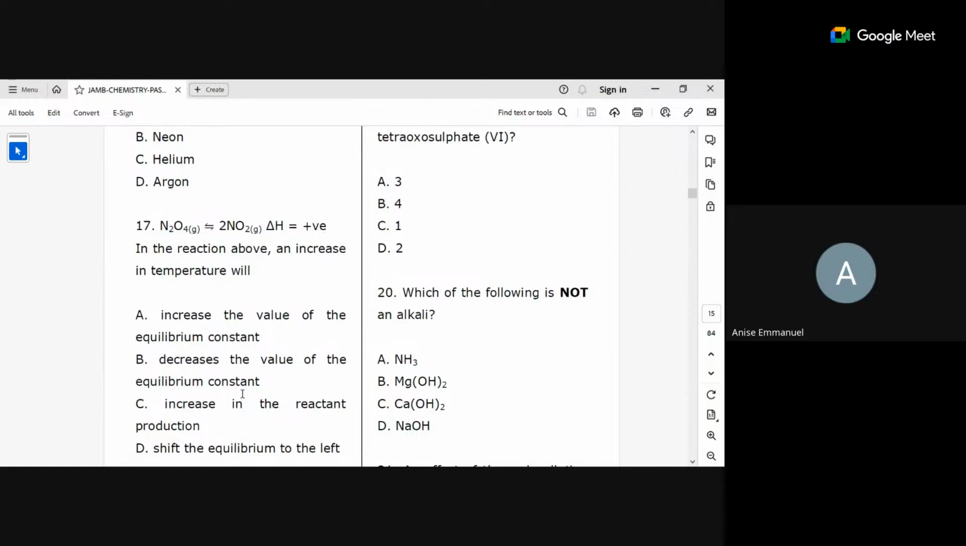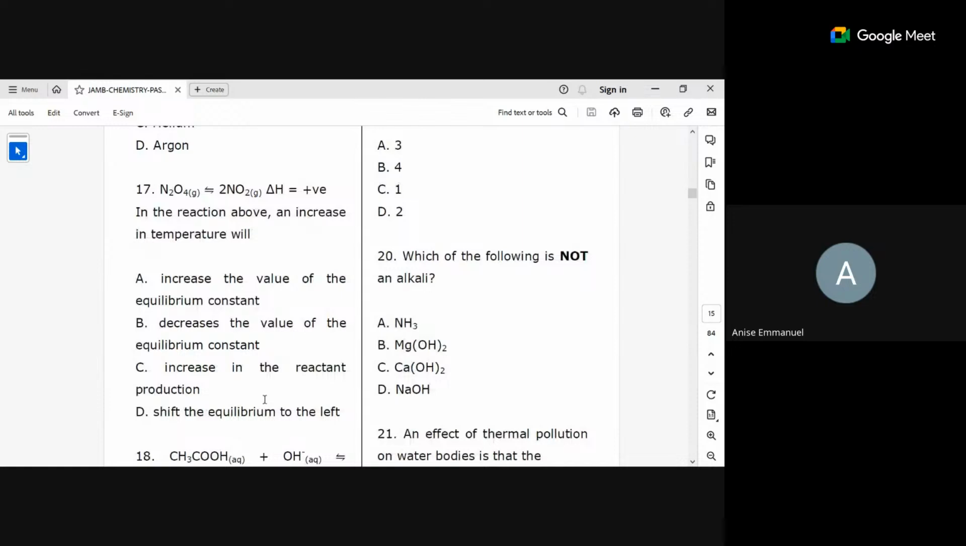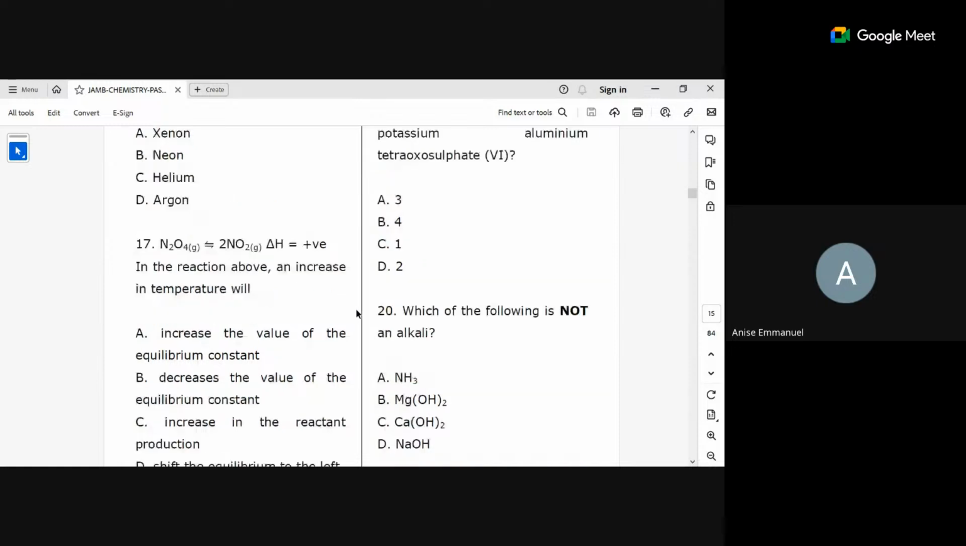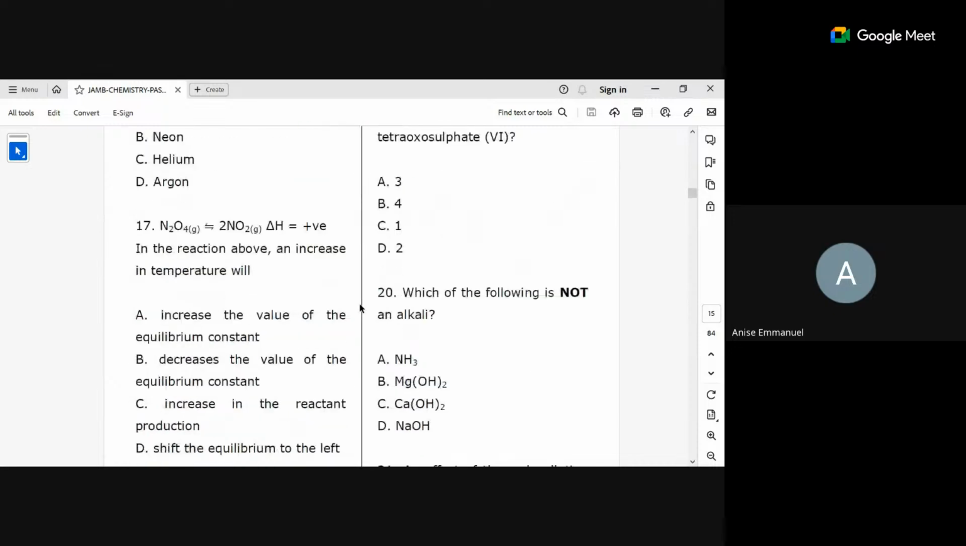Does it increase the reactant production? No. Shift equilibrium to the left? No. If I increase temperature here, it will shift it forward. So that is that. It will increase the value of the equilibrium constant. And I believe we can write the equilibrium constant for this kind of reaction. The product will be at the top, the reactant will be at the bottom. So number 18 now.